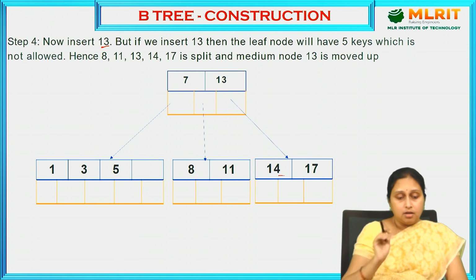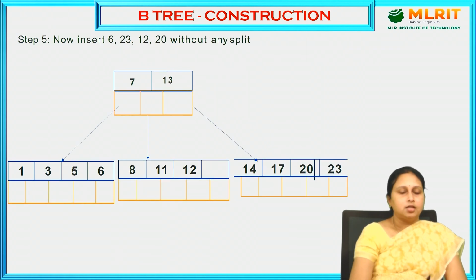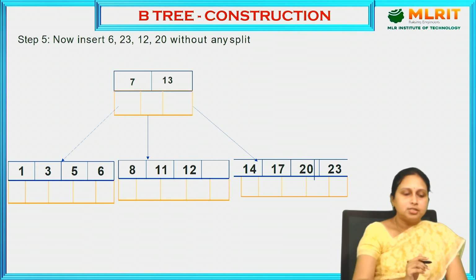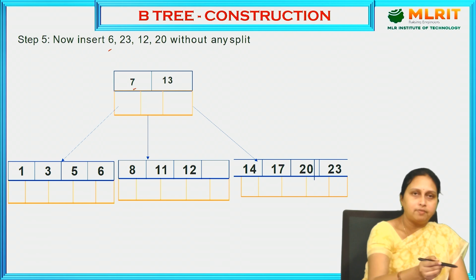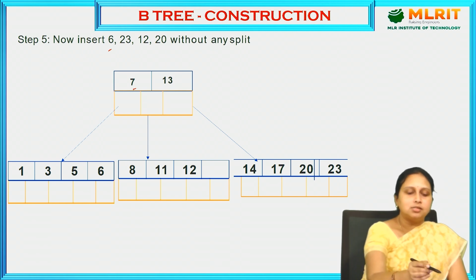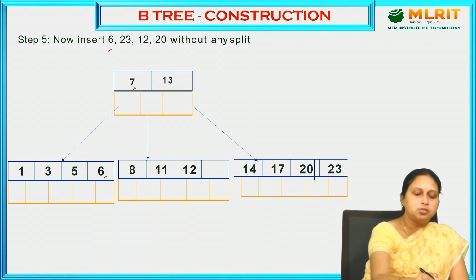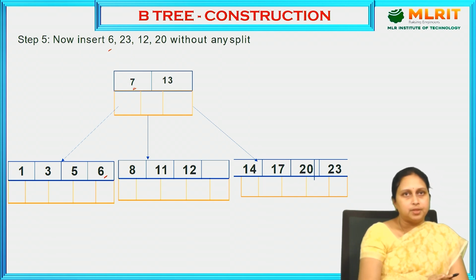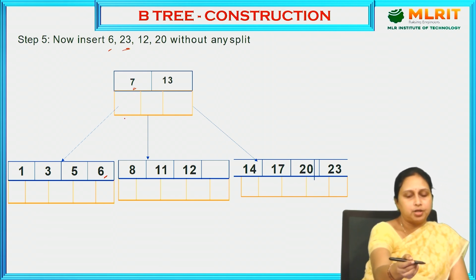Then I need to insert the next elements 6, 23, 12 and 20. First I want to insert 6. Where do I need to insert 6? I need to check with the root node. 7 and 13 are there, but I am going to check with 7 first. 6 is less than 7, so I am going to insert it in the left subtree of 7. Next, 23 I need to insert. Check with 7, it is greater. So check with 13, it is greater than 13.